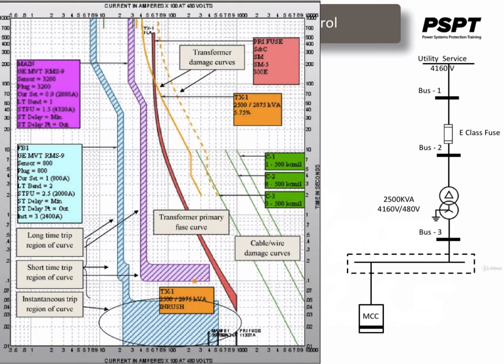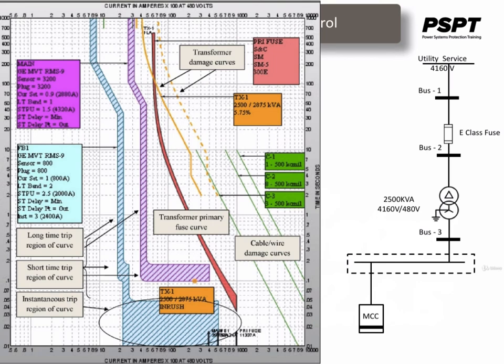Operating conditions to the right of the damage curve subject the device in question to currents that can cause permanent or irreversible damage, a shortened lifespan, and possible catastrophic failure. Therefore, the overcurrent and circuit breaker coordination schemes must take this into account during the initial design phase.